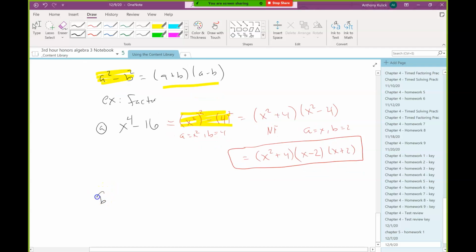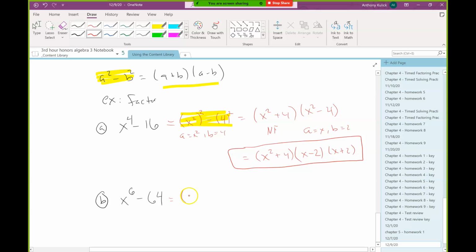Okay. Let's do another example. Let's say we have x to the sixth minus 64. Well, again, I have an even exponent on my x minus a constant term, so this would be a good candidate for a difference of two squares.